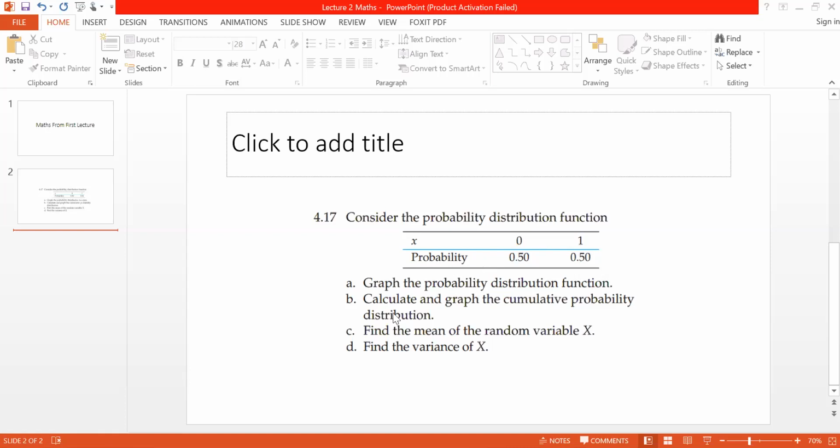For B, I will start from B, which says calculate and graph the cumulative probability distribution. If you remember from the first lecture, the cumulative probability distribution was f of x. So we will have to calculate f of x first and then draw the graph. In order to do that, I will use the whiteboard.